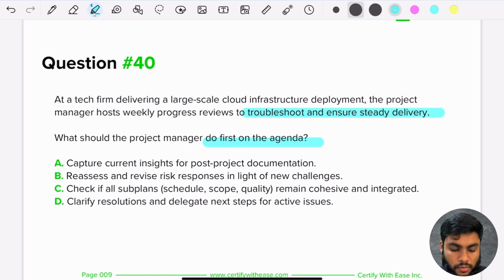Capture current insights for post-project documentation. I mean, the insights or the feedback should have been captured before this. But anyways, reassess and revise risk responses in light of new challenges. So this is something that you can do, and this is something that's often done. I'm a little bit hesitant because I wish the question would have mentioned more about the risks. But I'm not going to eliminate it. Check if all plans, subplans, schedule, scope, quality remain cohesive and integrated. Yes, that's a better answer.